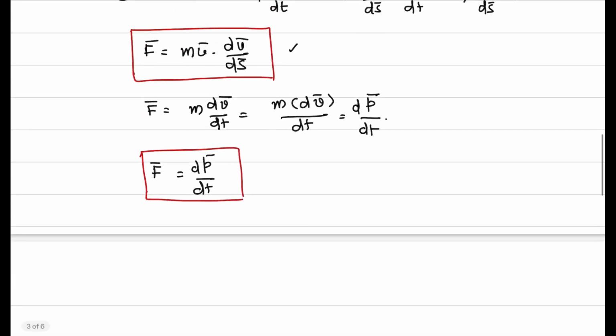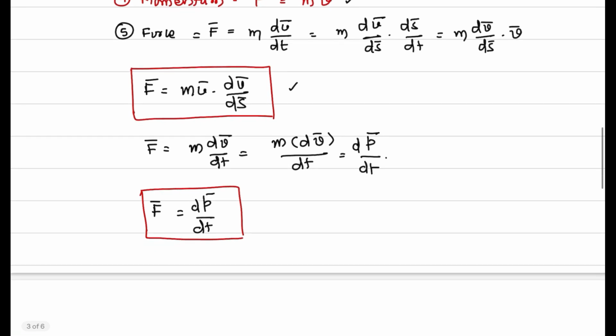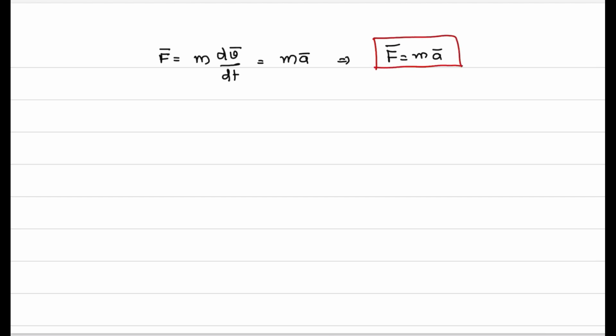And another one, m into dV by dt, force. Force is a very important parameter. M into dv by dt. What is dv by dt? That is acceleration. M into acceleration. That means force is equal to m into acceleration. This is also a very important derivation. These are all very important derivations for mechanics. Don't forget them. Now, how can acceleration be written?